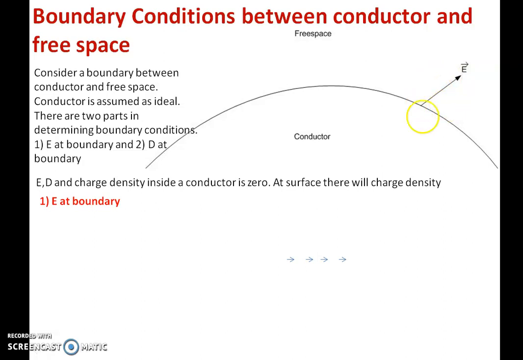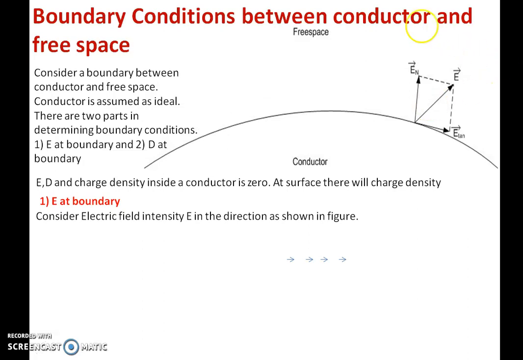So first I will consider the electric field intensity in this direction. Now I will split this field intensity into two parts. One is the normal component of the field intensity, the other is the tangential component. Tangential means it is tangent to this curve, so it is touching only at the point, and it will be parallel. So I will split this into normal component and tangential component. It will be like this.